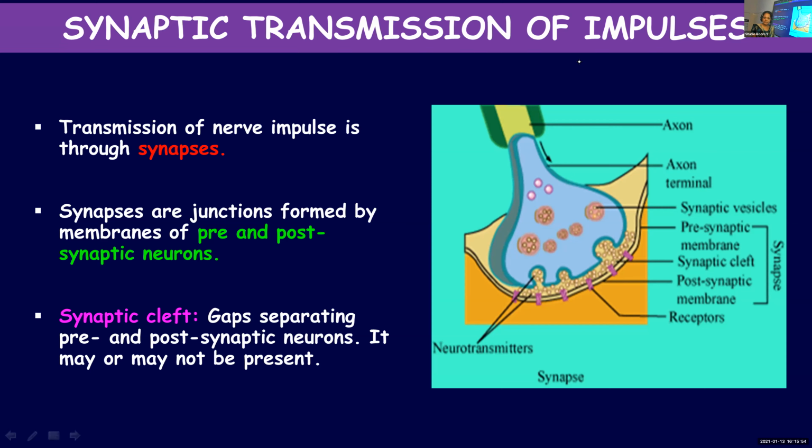In certain cases, the synaptic cleft will be absent. That means the neurons will be very closely bound. In some cases it will be present. That is why it is mentioned may or may not be present. So you learned about synapse and synaptic cleft here. Synapse is the junction formed by the membranes of pre and postsynaptic neurons, whereas synaptic cleft is the gap which separates pre and postsynaptic neurons.